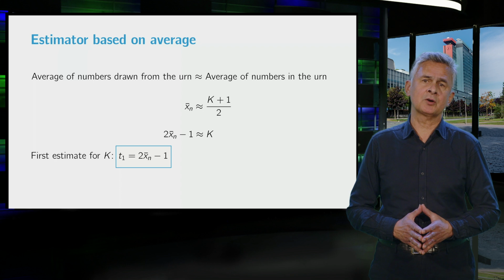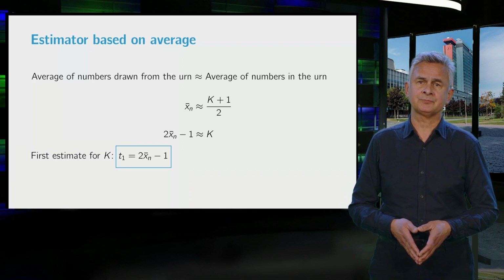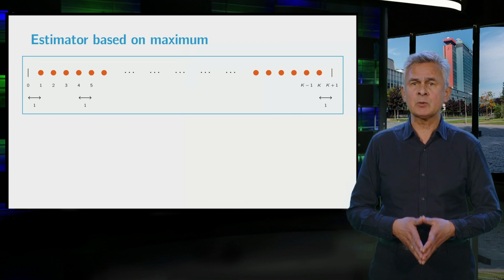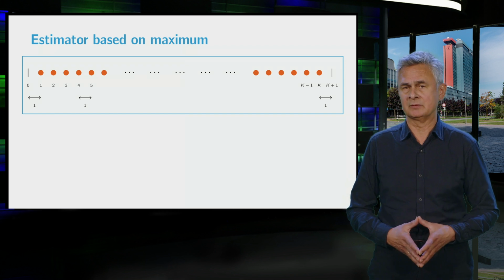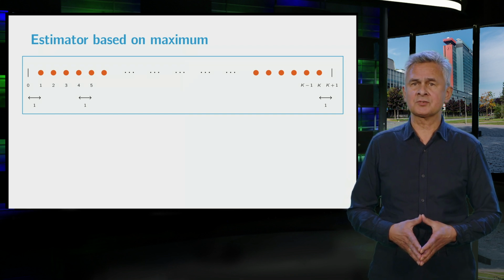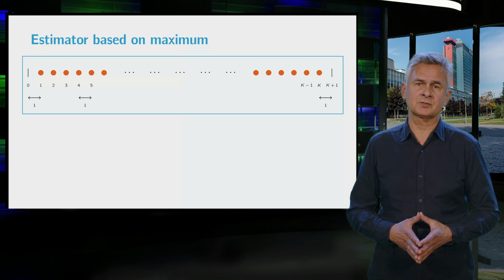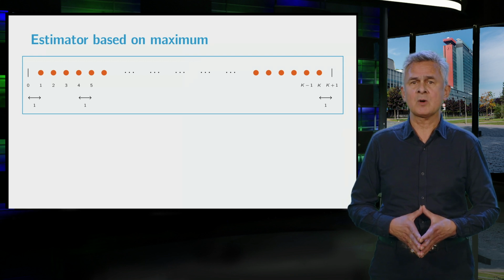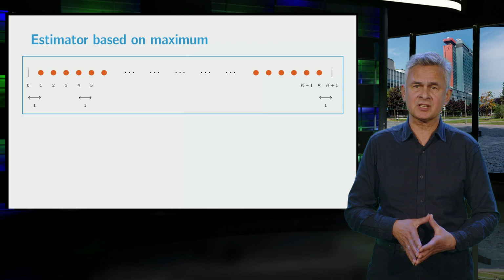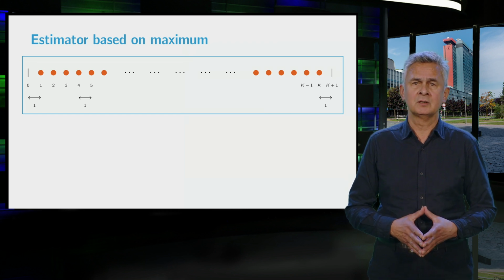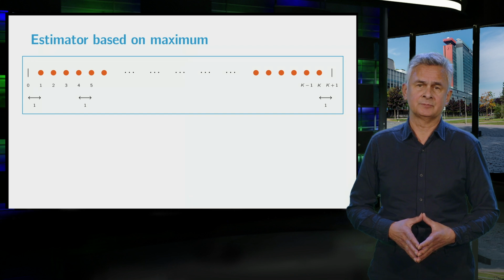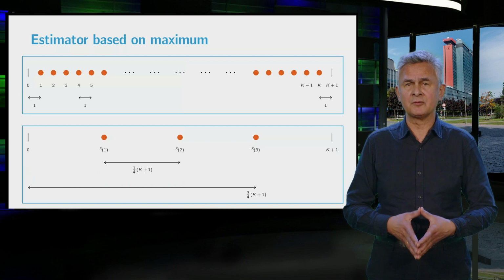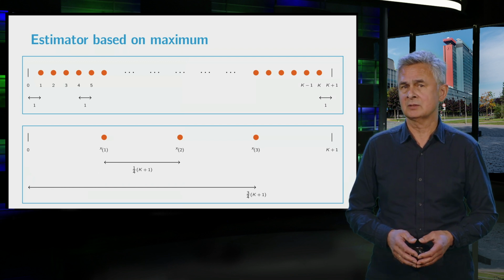Now here is another heuristic argument that leads to a different estimator. Note that all the numbers in the urn are spread equidistantly between 0 and k plus 1. 2 successive numbers in the urn are always at the same distance. And now, because the balls are drawn with equal probability, one might expect that the distance between 2 successive numbers drawn from the urn are also roughly at the same distance. For example, if we draw three numbers, their positions roughly divide the range in 4 equal parts.